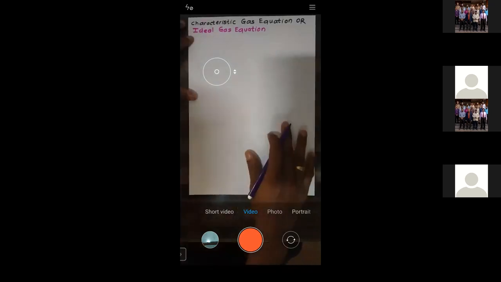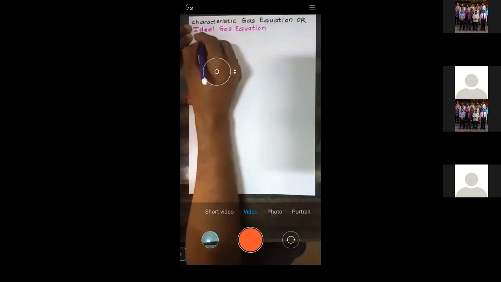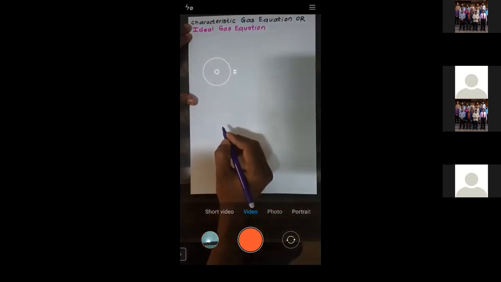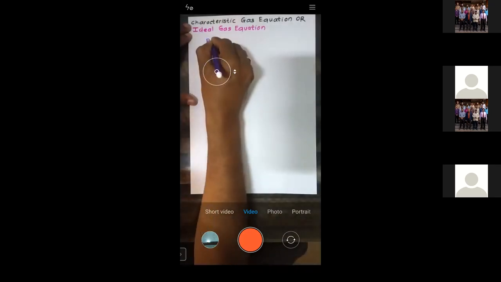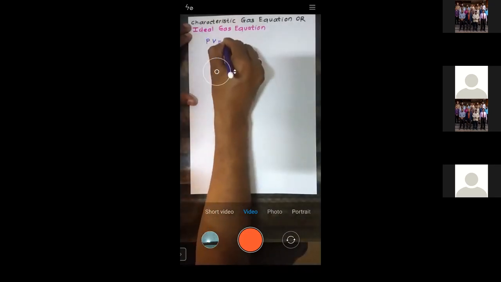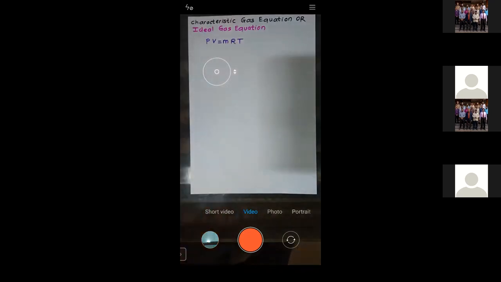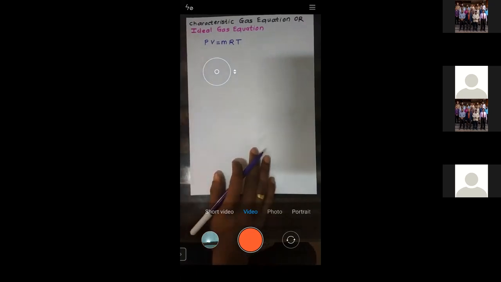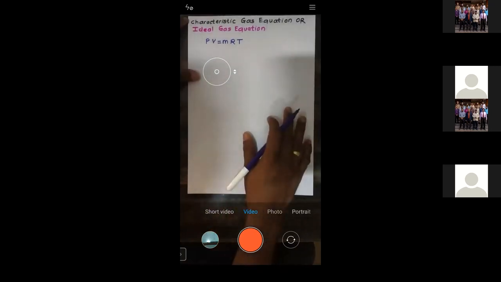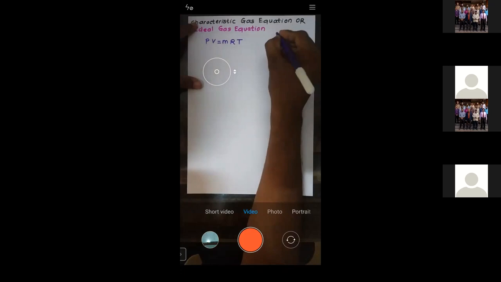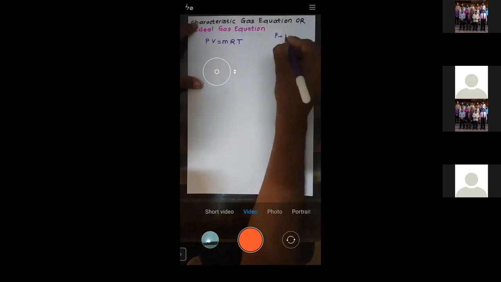Now let us start. All of you are seeing this equation: PV is equal to MRT. I will write it down here: P into capital V is equal to MRT. This is called the characteristic gas equation, also known as the ideal gas equation. If you write down the terms in this equation, P is called the pressure.